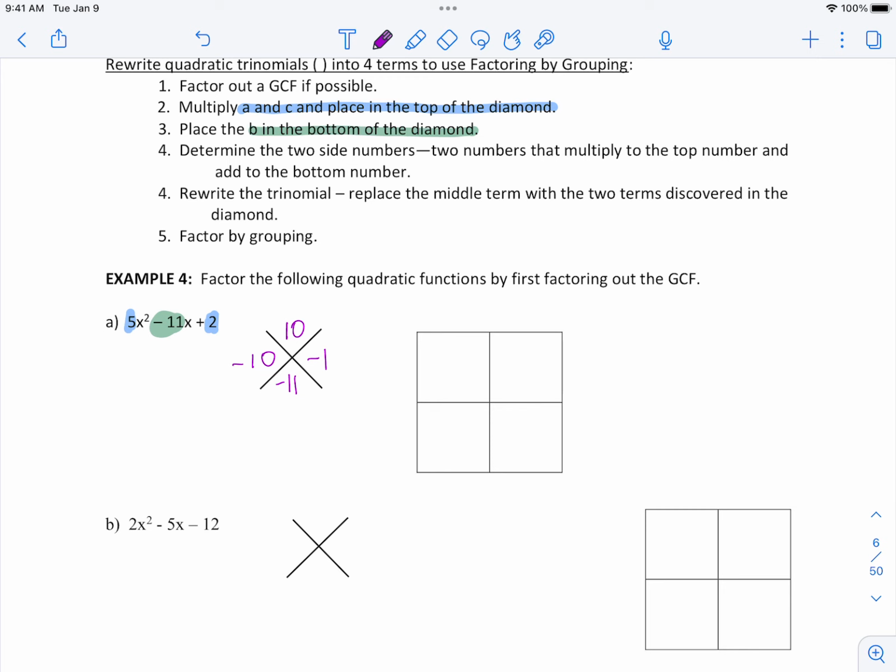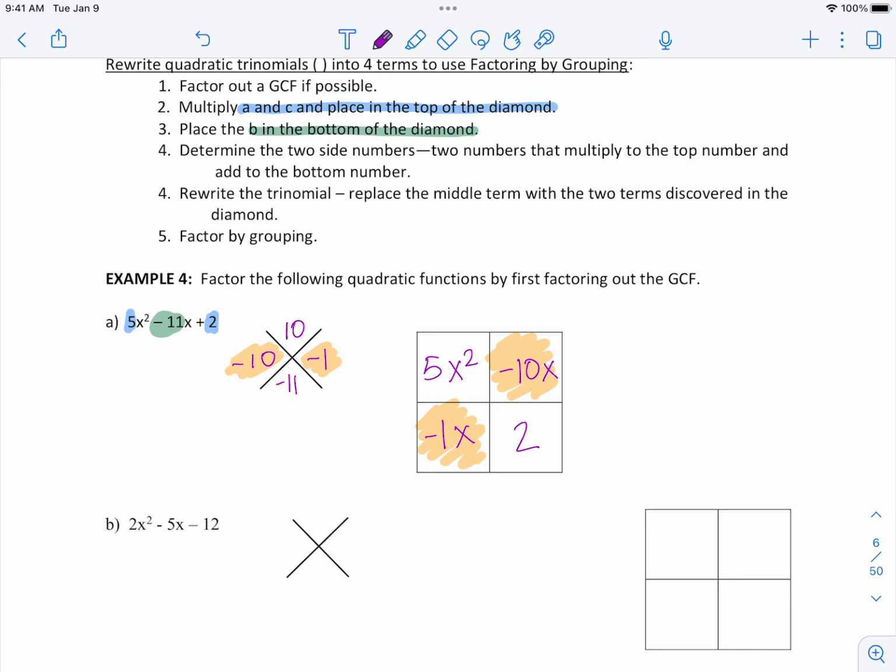So what I'm going to do is I'm going to take these terms and I'm going to place them into the box here. So I have 5x squared. I am then going to place my 2 down here in the box. And then I'm going to use my 2 values that I found on the sides of the diamond. So these values here, my -10 and -1. And I'm going to place them here in the box with x's. So this is -10x and -1x.